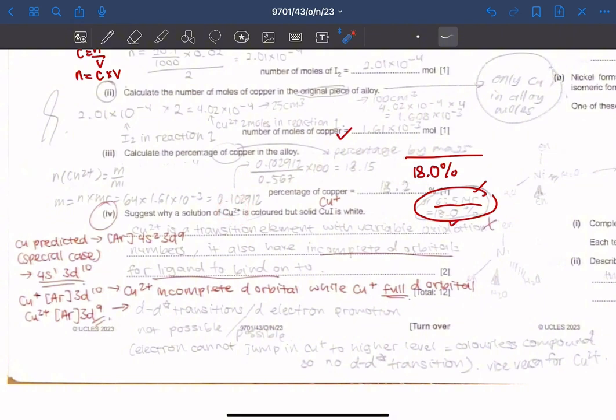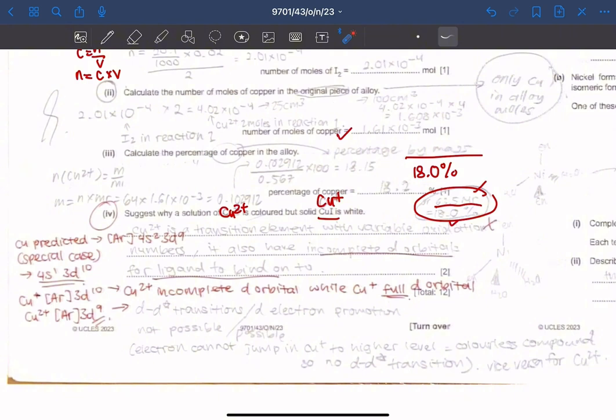Suggest why a solution of Cu2+ is colored but solid CuI is white. So Cu2+ has a charge of 2+. Meanwhile, the Cu in CuI has a charge of only +. So when you write the electronic configuration of this, first we should write normal Cu. Cu with no charge has the electronic configuration of [Ar] 4s2 3d9. Variable oxidation states are present because of the incomplete d orbital.